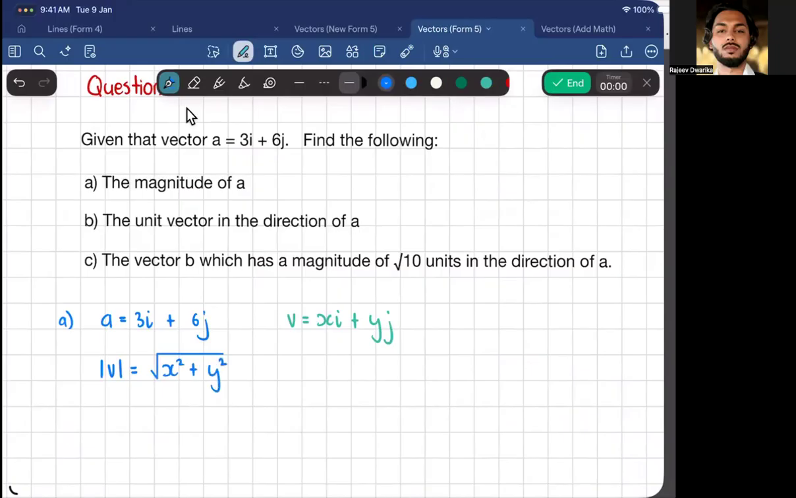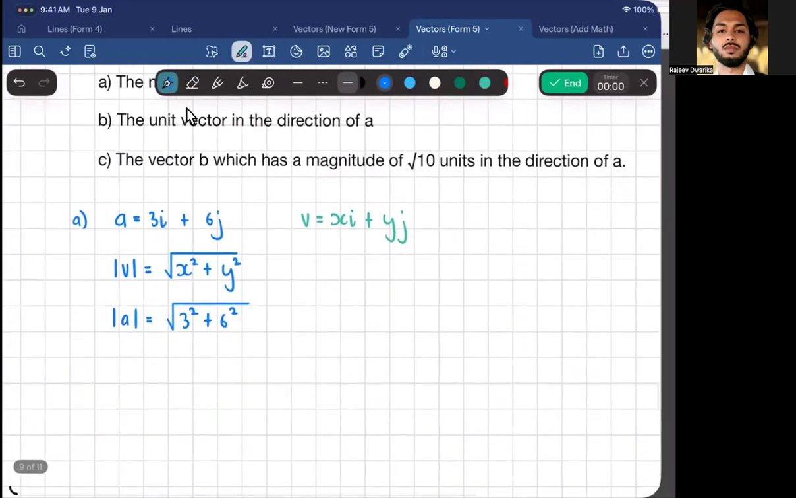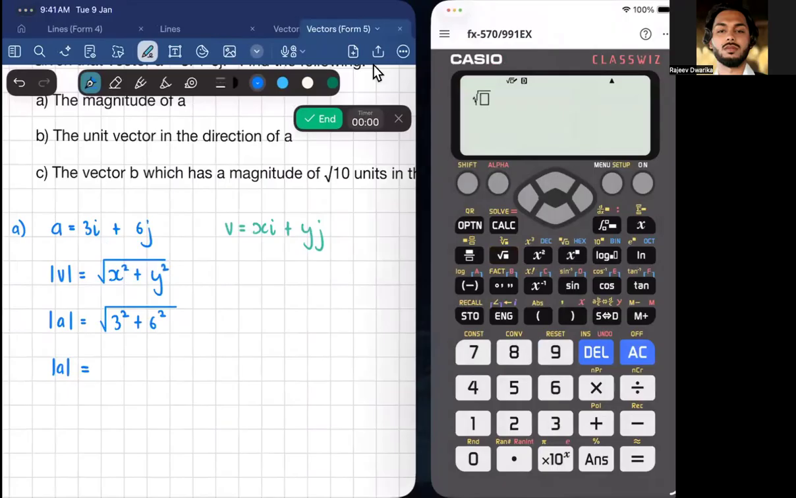So tell me, Joshua, if we want to find the magnitude of vector A, that would be equal to the square root of what? What would be x? 3 squared plus 6 squared, right? What are you getting for that? Let me know what you're getting for that. So if we plug that into the calculator, the square root of 3 squared.